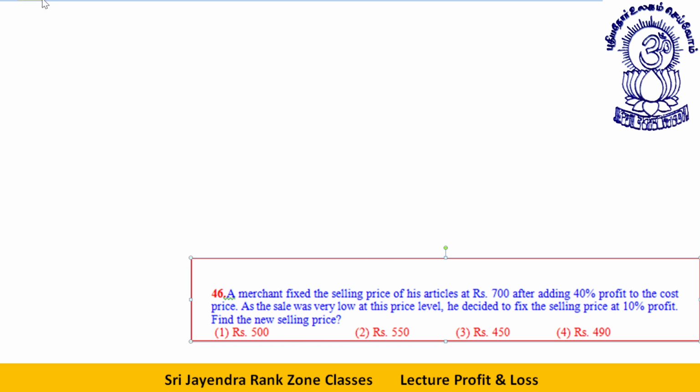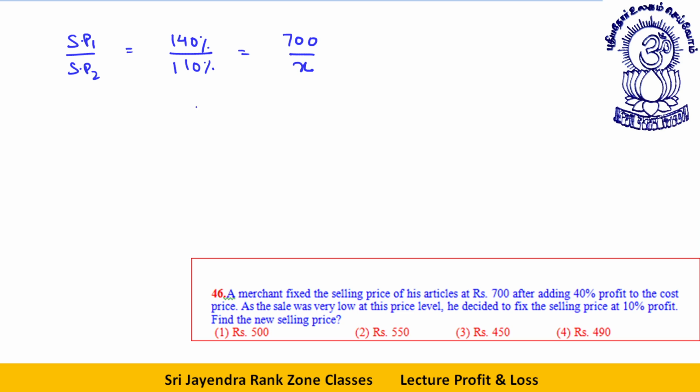See students, SP1 upon SP2. What is the SP1? That is 140%. That was 700 rupees. But this did not work, so he made a profit of 10%. So the SP2 is 110%. This is, let's say, x. You have to find this.